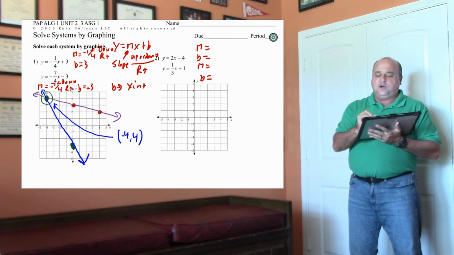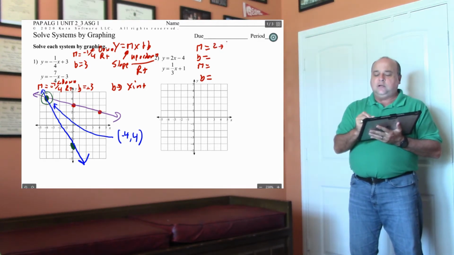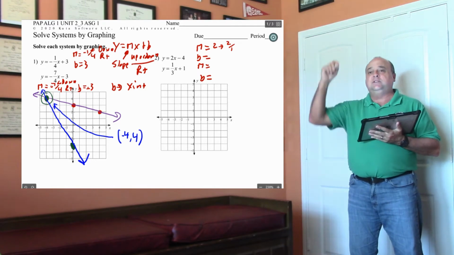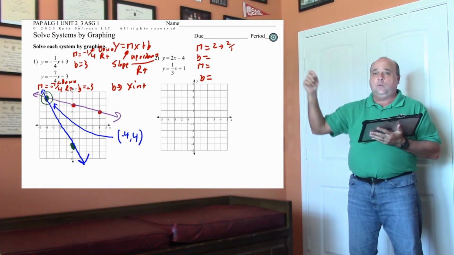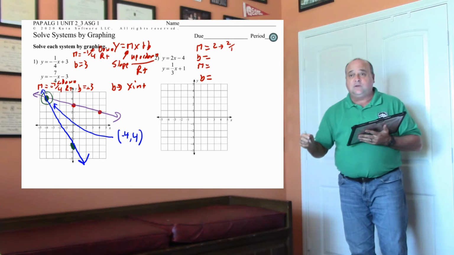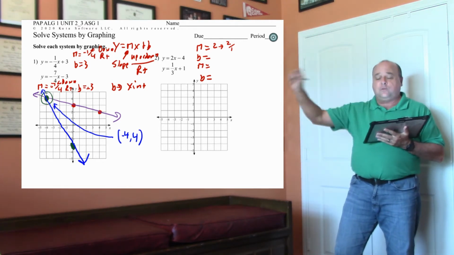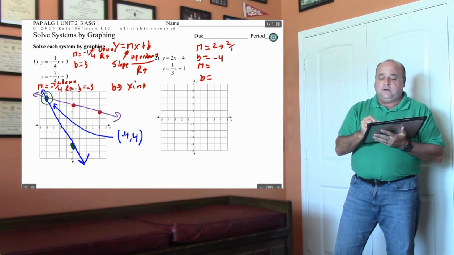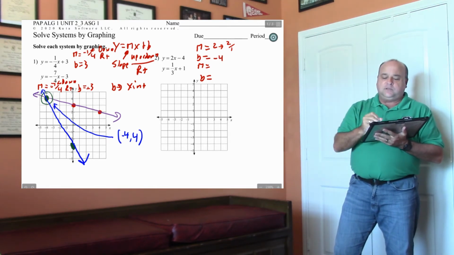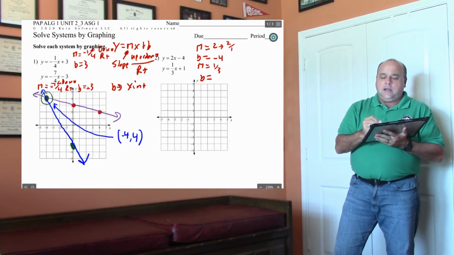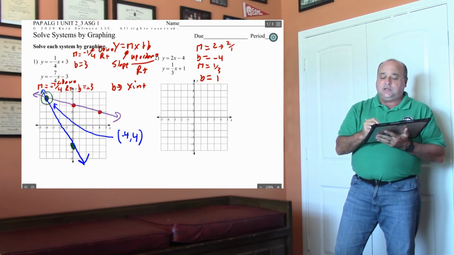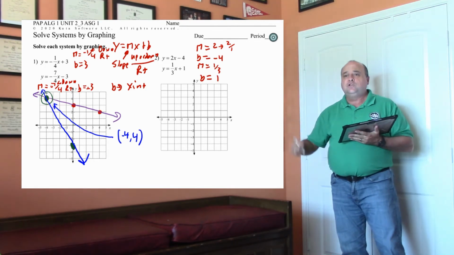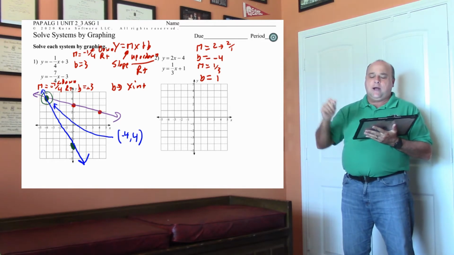So the slope on the first one's 2, which would turn into 2 over 1, right? Which means I'm going to go up 2, right 1, up 2, right 1. Try to write your slope as a fraction, so you have the up and down number over the right number. Your y-intercept, or starting amount, or initial amount, is -4. Your next slope is going to be 1 over 3. And your next starting amount, or y-intercept, will be 1. So I have both of my slopes and both of my y-intercepts.